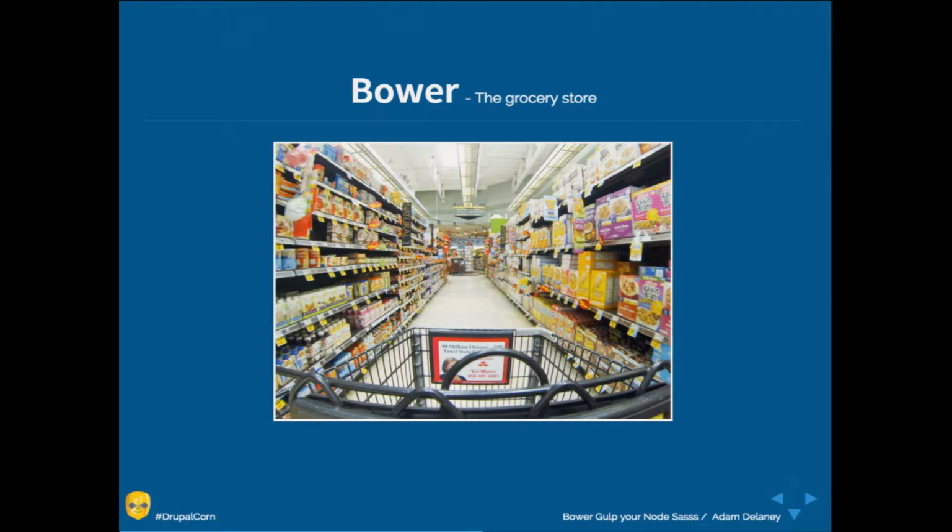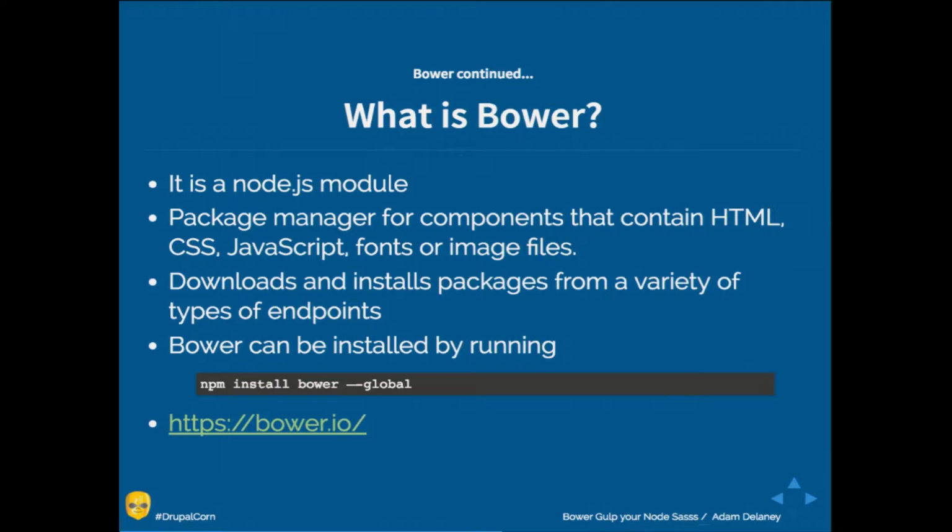The next tool is called Bower, and we actually got Bower in from our first list that was in there. So this is a Node module, and I equate Bower to the grocery store. So we went to the kitchen supply store, but now we need to go to the grocery store. Bower is a Node.js module. It's a package manager for web components that can contain HTML, CSS, JavaScript, fonts, just a plethora of things. So there's a ton of Bower packages out there.